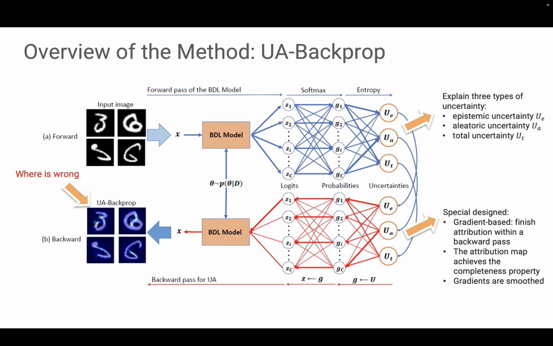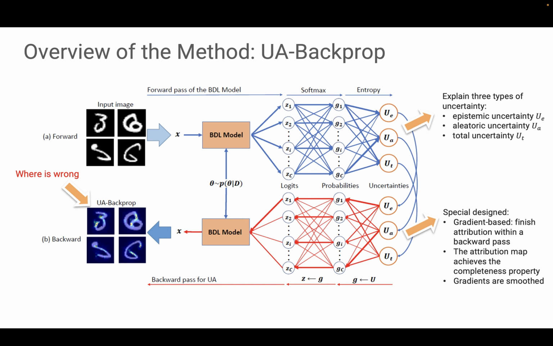First, let's have an overview of our method, UA backprop. You can see we first do a forward pass of the Bayesian deep learning models to quantify the uncertainty. Three types of uncertainty are quantified: epistemic uncertainty, aleatoric uncertainty, and total uncertainty. Then we do a back propagation step from the uncertainty to the input to find the contribution of each pixel to the uncertainty, so that we end up with the uncertainty map to show where it's wrong.